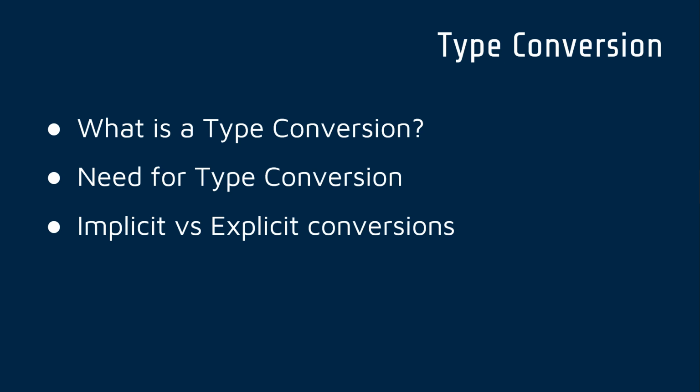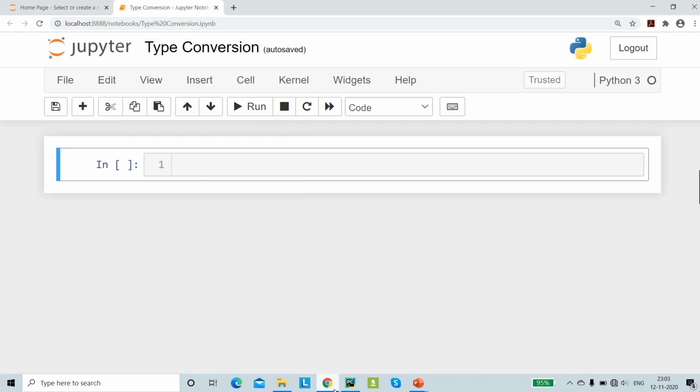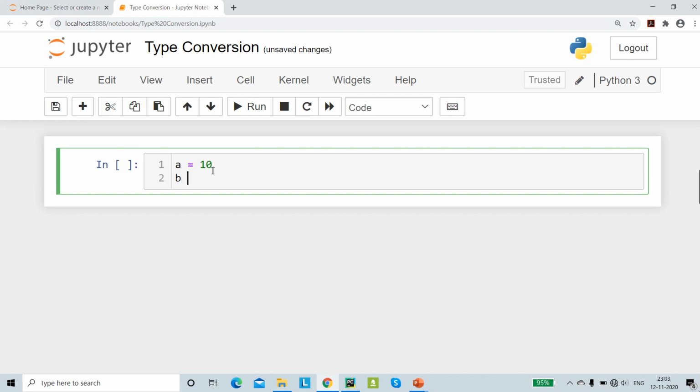Let's understand implicit and explicit type conversions in a better manner by looking at them in the Python notebook. So I'm going to switch over to my Python notebook. Here we are in the Jupyter notebook. Let's say I want to declare two variables. The variables I'm choosing here are a = 10 and b = 11.5.